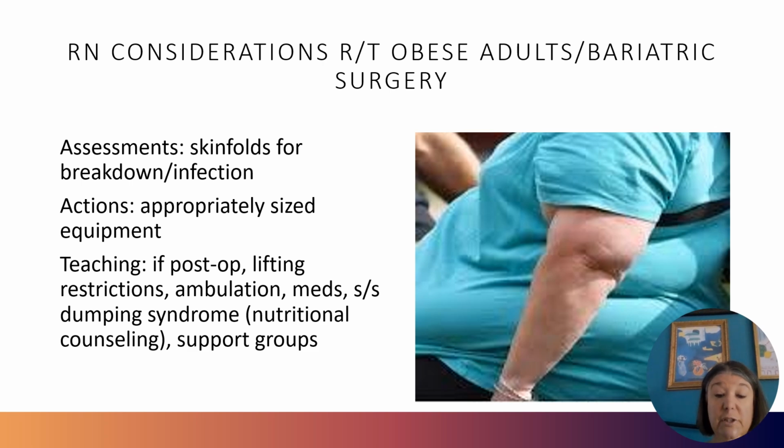Actions, again, we're going to want to make sure we have appropriately sized equipment. So if you're getting or giving report on somebody, you always want to make sure that you give whomever a heads up that this person is 400 pounds or over, because we need to think about equipment. Also, lifting restrictions. How are we going to move this person? How are we going to ambulate them? Have meds been correctly titrated related to how big these people are? And then, of course, signs and symptoms of dumping syndrome, and maybe support groups.